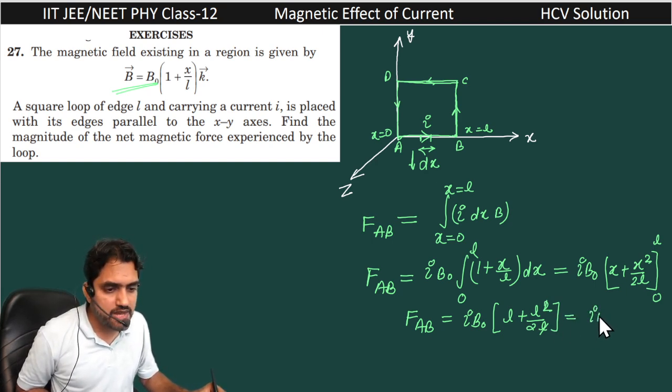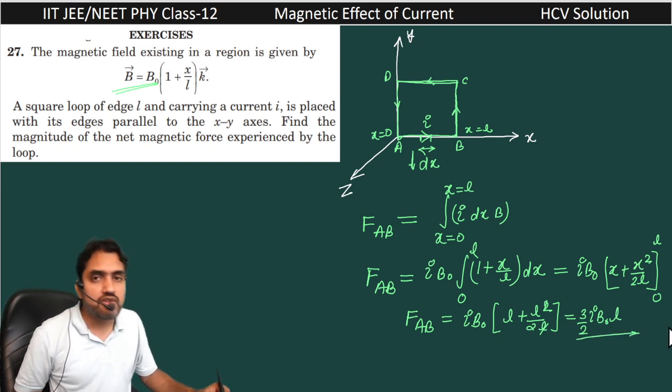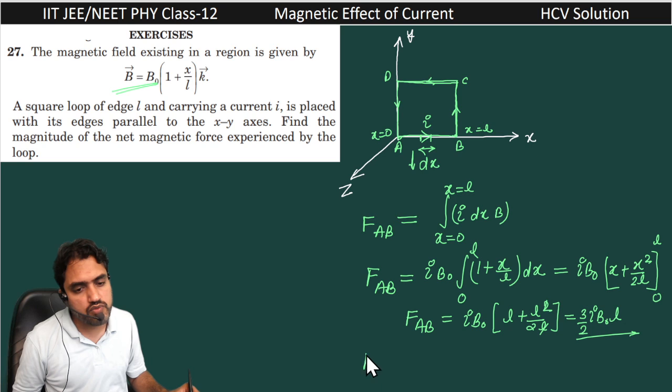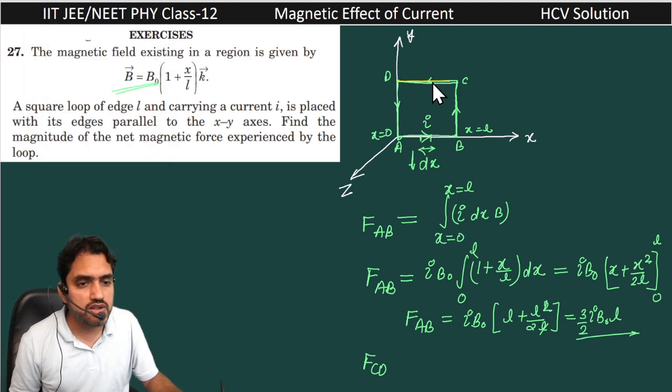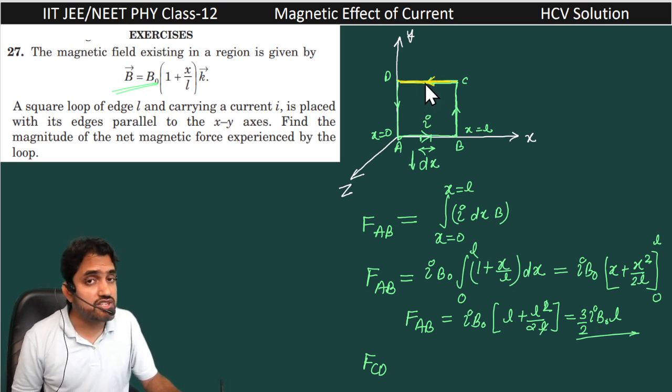So I B naught, and the LCM will be 3 by 2 and L as it is. So this is the force which is vertically downward. The same amount of force we will find on the CD wire also. What is this CD wire? This is this horizontal wire. Okay, this is the CD wire, but the direction of current is opposite.